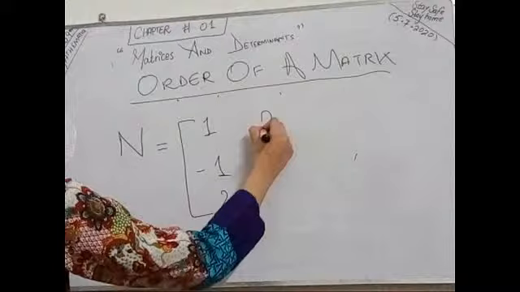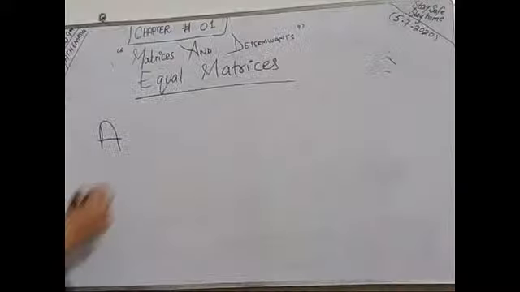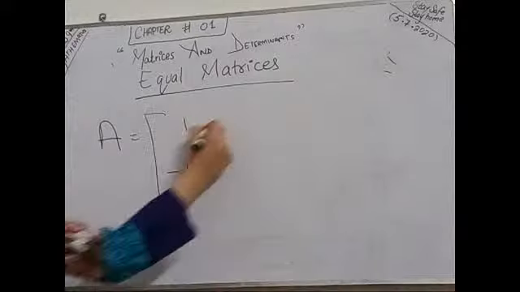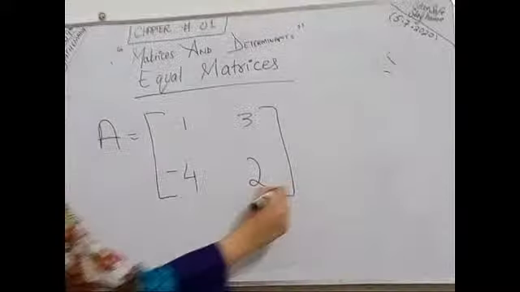We have a matrix A which is equal to 1, -4, 3 and 2. And the next matrix we have is B is equal to 1, -4, 2 plus 1, 4 minus 2. Now we have to see if these matrices are equal. So there were two conditions for equal matrices.